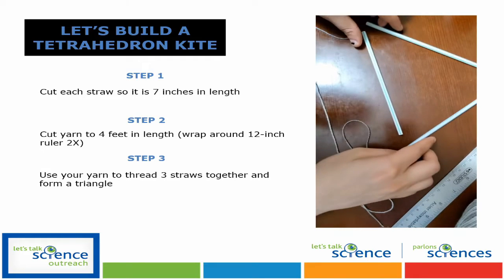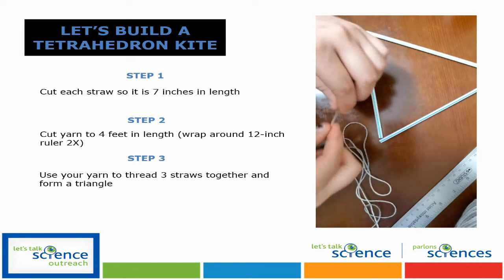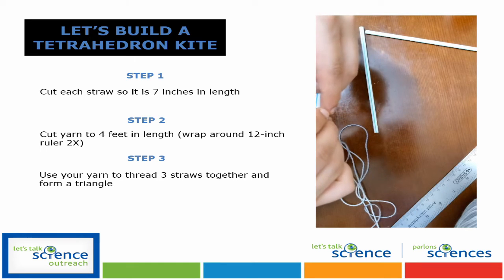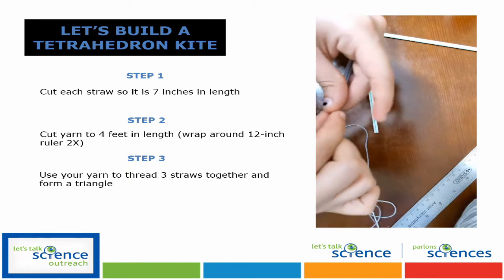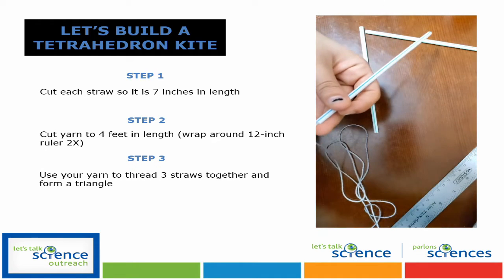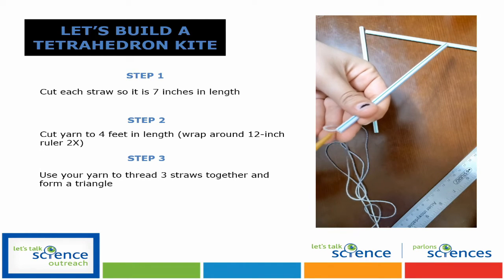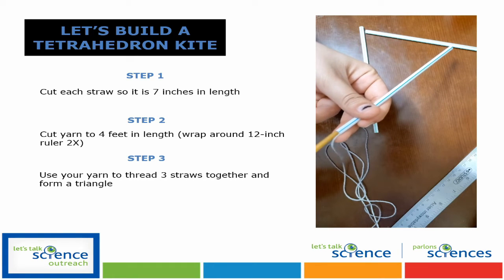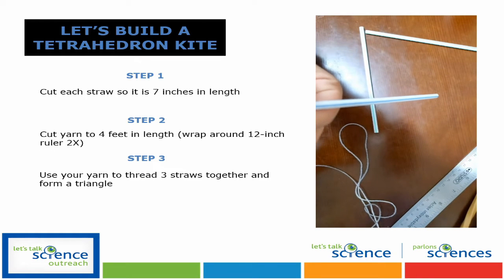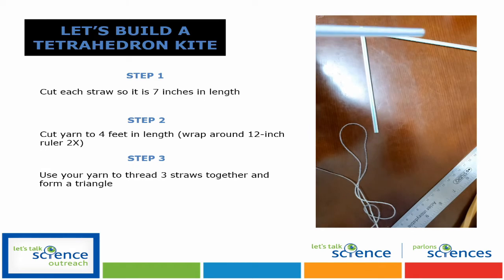Next, you're going to want to take 3 straws and we're going to make a triangle by threading our yarn through each of the straws. This can be a little challenging, but in order to force this yarn through the straw, you can try to push it through with a pencil, or give the straw a good tap on the table to help the yarn through.